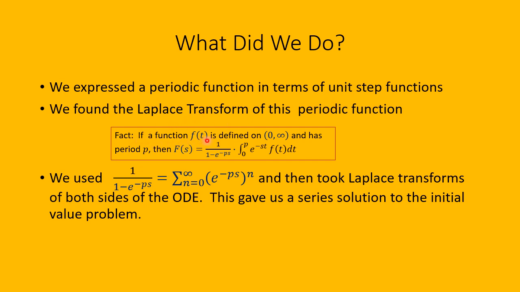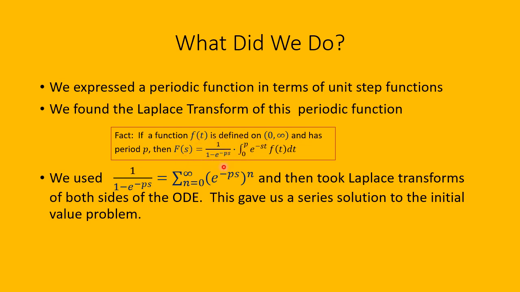If a function f of t is defined on 0 to infinity and has period p, then its Laplace transform, capital F of s, is 1 over 1 minus e to the minus ps times the integral from 0 to p of e to the minus st f of t dt. Notice here that we're not integrating from 0 to infinity. We're just integrating over one period of this function little f. The integral goes from 0 to p.